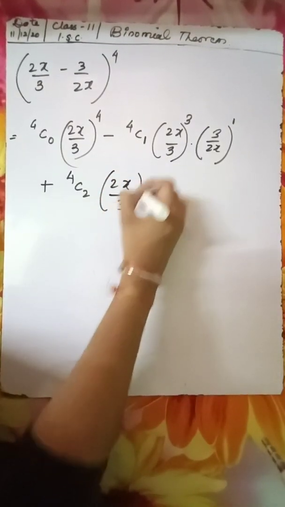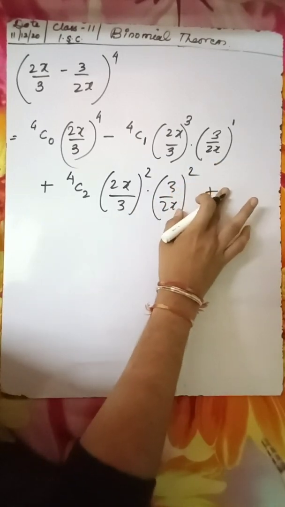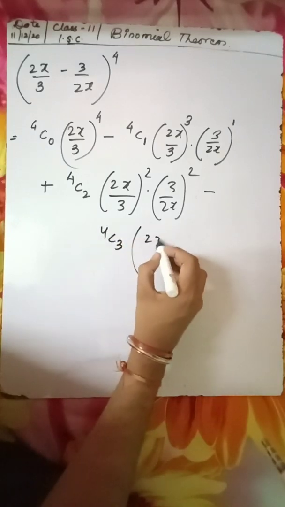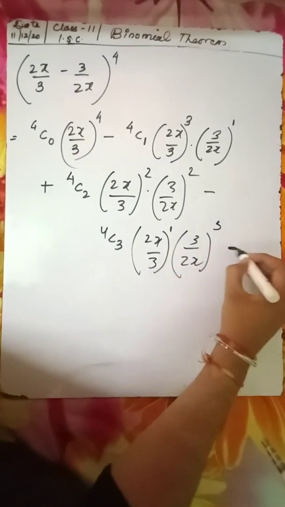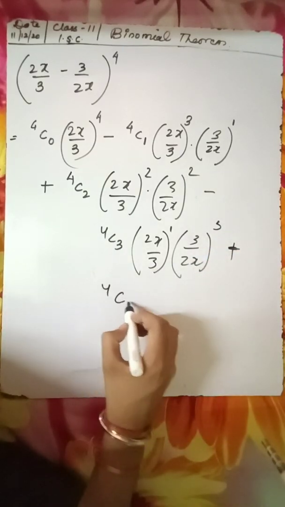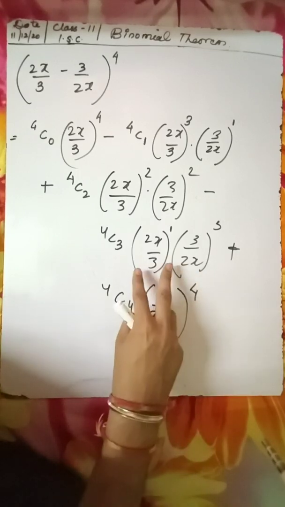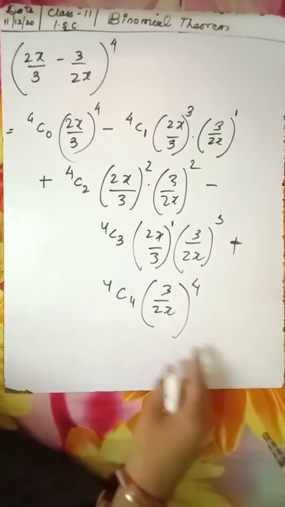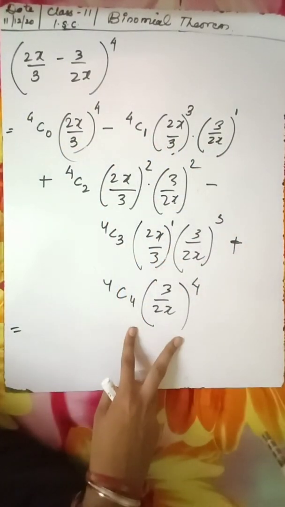One more thing I'll tell you, let me just write this expansion: 4c2 2x by 3 whole power 2 and 3 by 2x whole square, and minus 4c3 2x by 3 whole power 1 3 by 2x whole cube, and positive 4c4 3 by 2x the whole power 4. This power will be 0, and that is 1, so I have not mentioned it here. So you got 1, 2, 3, 4, 5 terms.